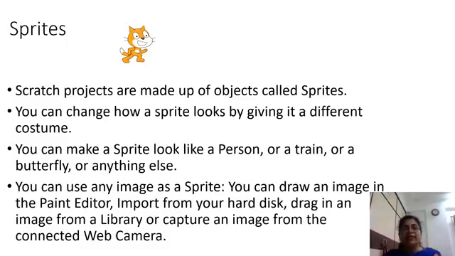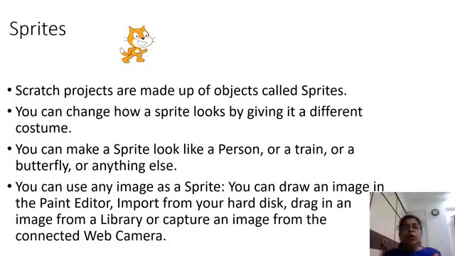Okay, now sprites. Scratch projects are made up of objects called sprites. You can change how a sprite looks by giving it a different costume. Sprite means one symbolic picture image is given. You can make a sprite look like a person or a train or a butterfly or anything else. So you can change this image. Basically, by default, it is showing the cat picture. This cat we can move. We can have another picture, another image also as a sprite.